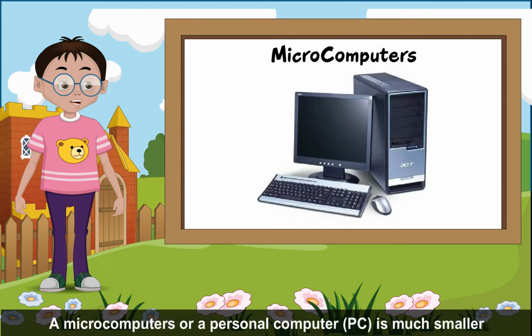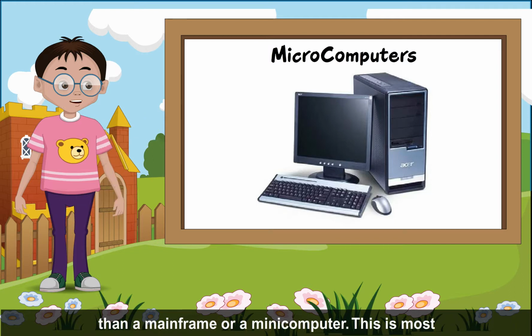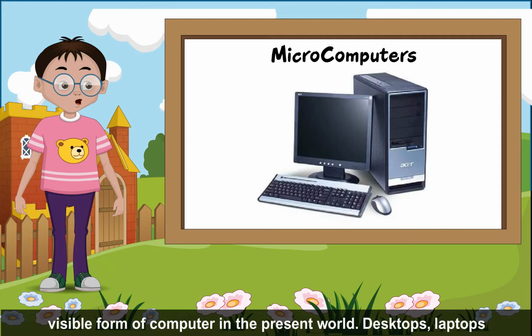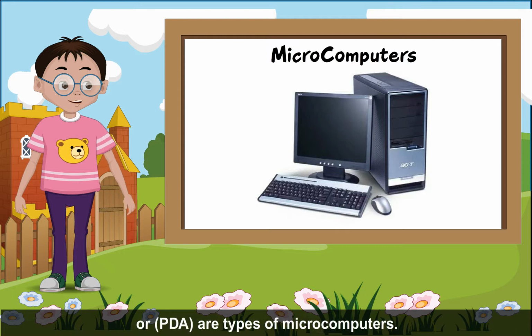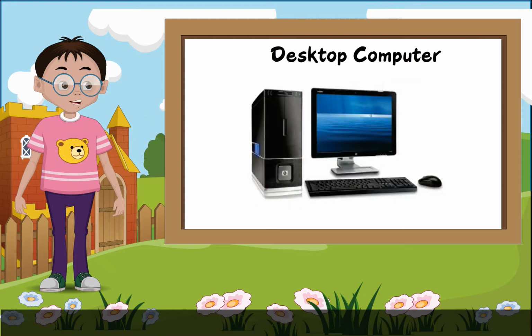Microcomputers. A microcomputer or a personal computer is much smaller than a mainframe or a minicomputer. This is the most visible form of computer in the present world. Desktops, laptops, and personal digital assistants or PDAs are types of microcomputers.